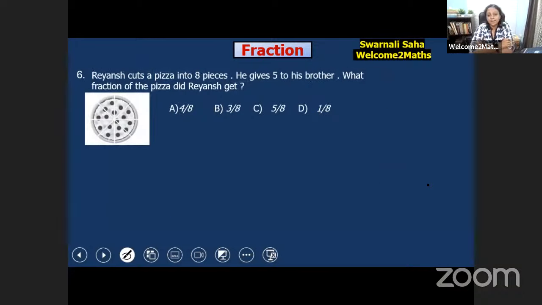This is our question number 6. Let's read the question. You all like pizzas? So here is a pizza, and we have here Riyansh. Riyansh cuts a pizza into 8 pieces. He gives 5 to his brother. What fraction of the pizza did Riyansh get? That we have to find out. It's so easy. Riyansh cuts a pizza into 8 pieces and he gives 5 pieces to his brother. So what fraction of the pizza did Riyansh get?